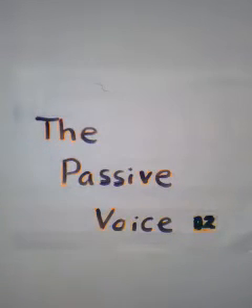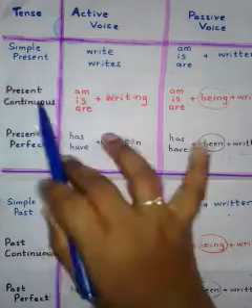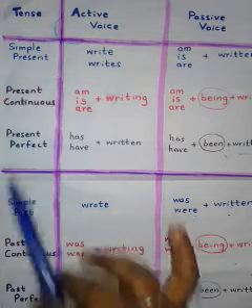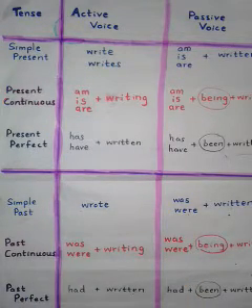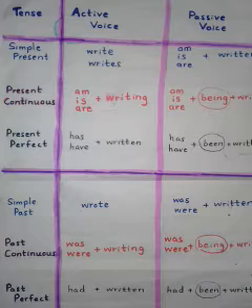Students, we were discussing the passive voice. So far, we have studied 6 tenses: simple present, simple past, present continuous, past continuous, present perfect and past perfect. There we did not discuss the present perfect continuous and the past perfect continuous.